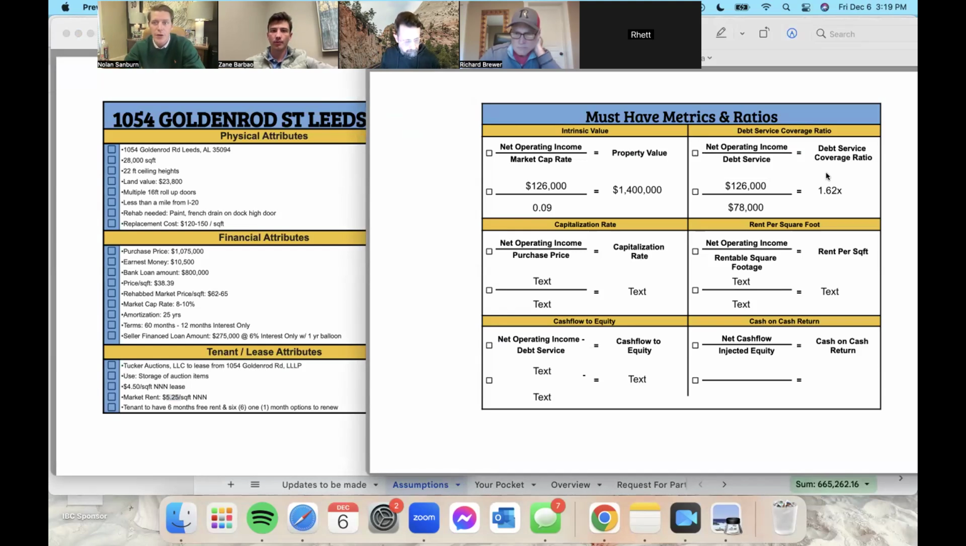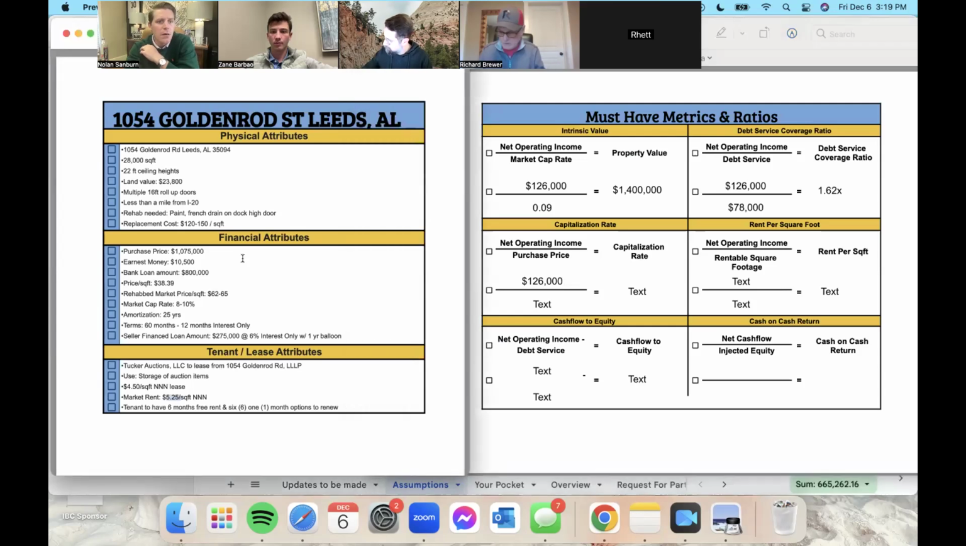You guys know, you get a bank that will lend at 120, 125. You got this thing a lot larger than that. There's a large spread between that operating income and your debt service. That's strong. Okay, let's go capitalization rate. We're starting to fill this out a little bit. So we got net operating income, $126,000. Our purchase price over here is $1,075,000.